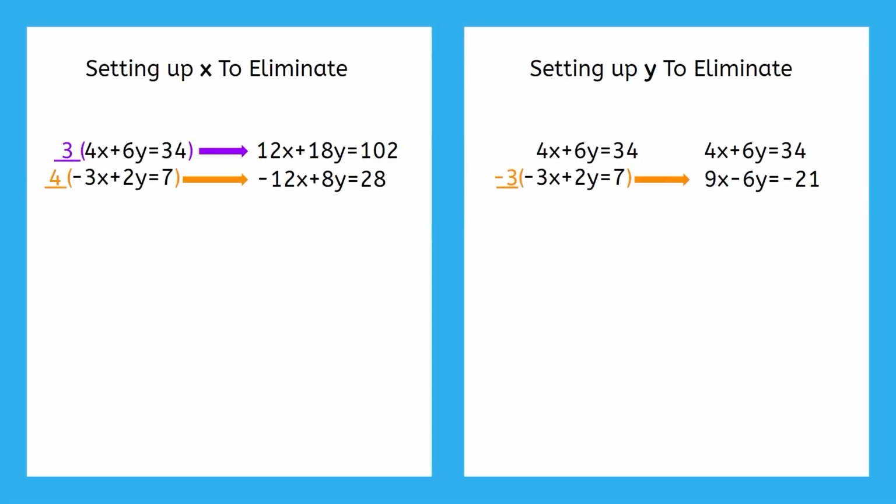We set up this system for elimination in two different ways. Which one do you think was more efficient? Yeah, setting up y to eliminate was much more efficient in this system because we only had to multiply one equation instead of both. Either method would have worked, but it's good to take some time to examine your problem and consider efficiency before jumping straight into your work solving. Not only was our second method faster, but since we only had to multiply one equation, there was much less room for error.